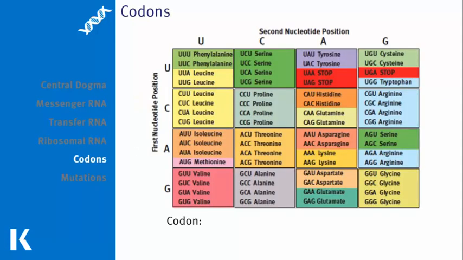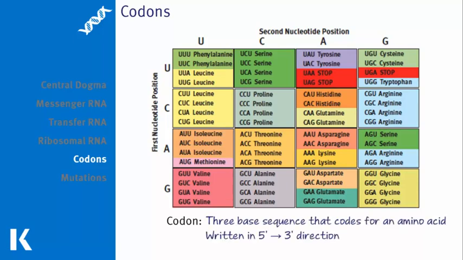We have thrown this word codon around a few times so far. What is a codon and how is it important to the central dogma? As mentioned, the codon is a 3-nucleotide sequence that codes for amino acids. This can be a bit tricky, so make sure you keep this straight. Each codon only codes for one amino acid.